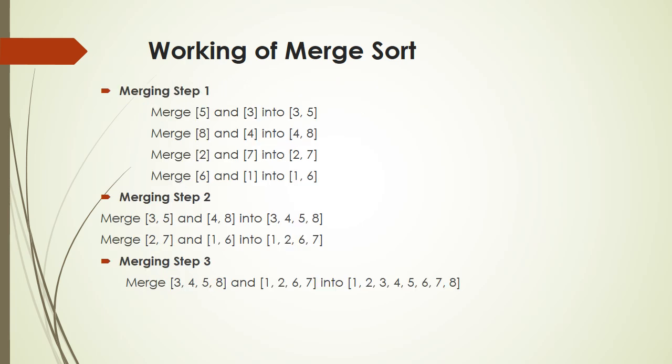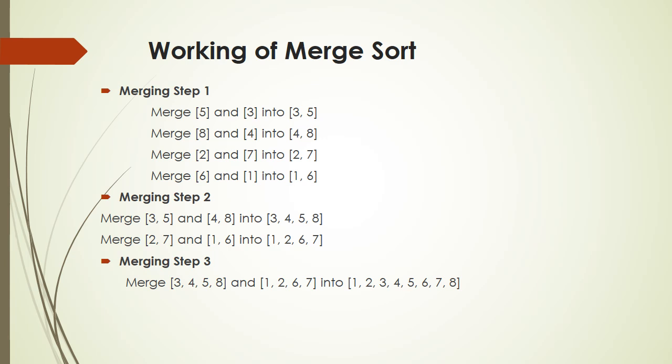After splitting, we start merging the sublists back together in sorted order. Merge 5 and 3 into 3, 5. We check that 5 is greater than 3, therefore the new list is 3, 5. Same for merging 8 and 4 into 4, 8. Merge 2 and 7 into 2, 7. Merge 6 and 1 into 1, 6. We continue merging: 3, 5 and 4, 8 are merged into 3, 4, 5, 8, and 2, 7 and 1, 6 are merged into 1, 2, 6, 7.